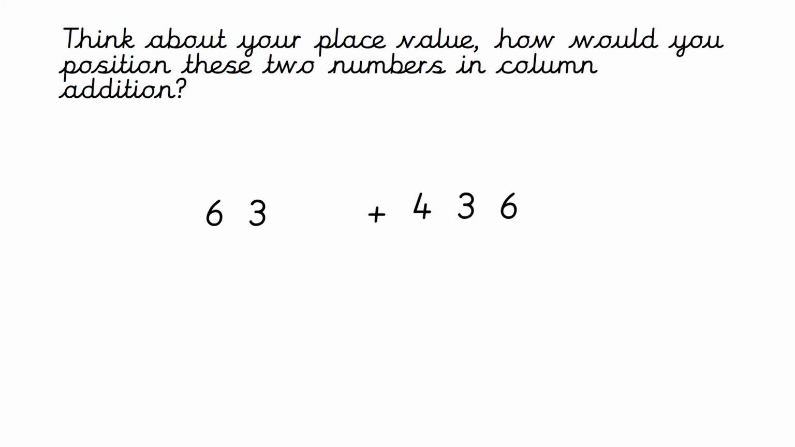So again, I need to make sure my ones column was lined up. So my 6 is my 1 in 436 and my 3 is my 1 in 63. So they are lined up. In my tens column, in 63 I've got 6 and in 436 I've got 3, so they also need to be lined up. I've got no hundreds in 63, therefore there's nothing underneath my 4. Well done if you got that correct.